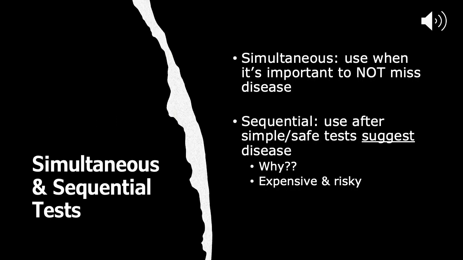So we use simultaneous testing when it's important to not miss the disease. It's important to not miss a heart attack when somebody's complaining of chest pain. But we do sequential testing after the simpler tests suggest disease because it's more expensive, more risky, more time consuming, and more costly to the patient and to the healthcare system to do it any other way.